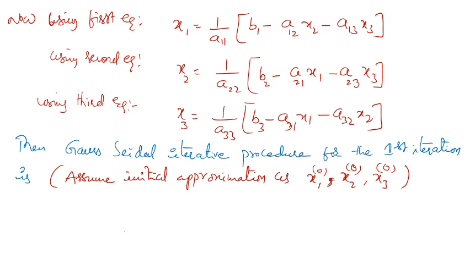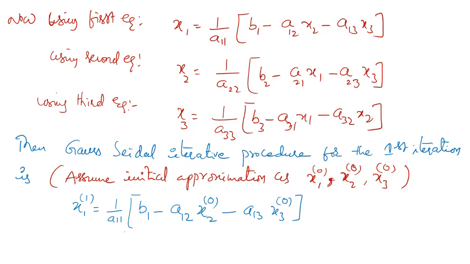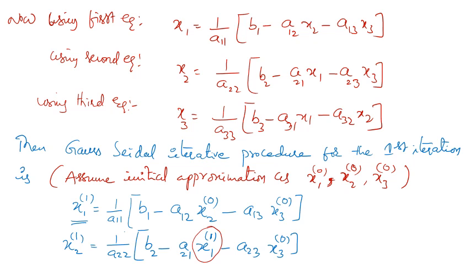Then see what the first approximation is. I'm writing here x1 at the first approximation is 1 by a11 of b1 minus a12 times x2 at 0th level, and x3 at initial approximation, x3 0. Done. Now the change is, observe here, x2 at first iteration is 1 by a22 of b2 minus a21 times x1. I know x1 at first level, therefore this is the updated value. Use the updated value x1 at first iteration. Now a23 x3, I know x3 only at 0th iteration. This is the change.